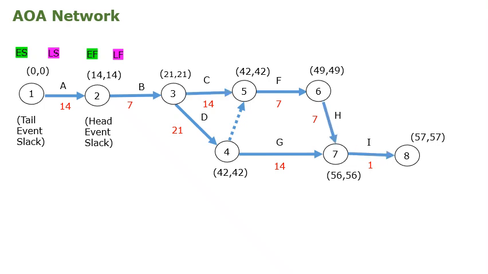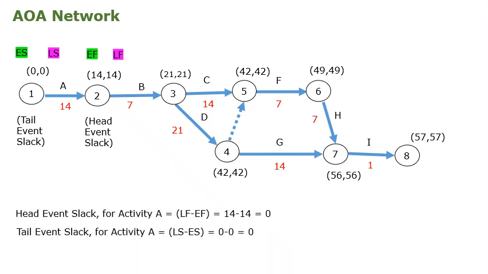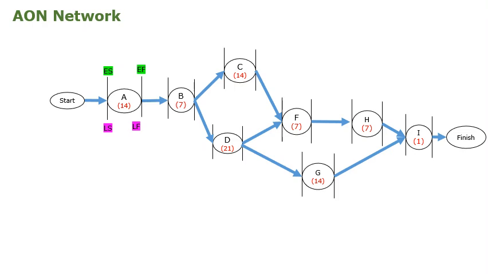So this is the example of AOA representing all the event timings as well as the tail event and head event slack representations. This is the example we already discussed in the previous slide. Then for the same problem, if we draw using an AON network, the difference is that you need not draw the dummy activity as we have seen in the previous example. So the AON network is very easy when compared to the activity on arrow network.